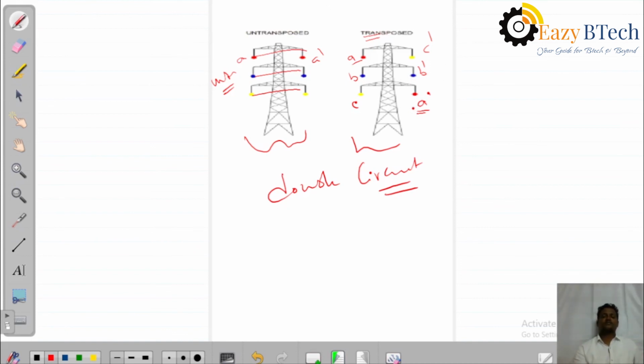We will see in the next class. This is about transposition of transmission lines.